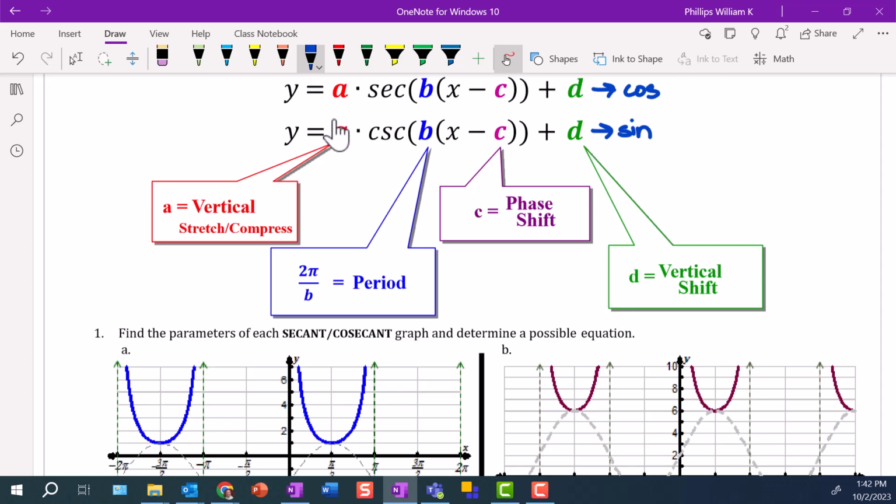Now the A is going to represent the vertical stretch or compress. Here, remember that B is the oscillation speed. This is how fast, or the frequency of the graph. So this is not the period. The way we find the period is 2 pi over B. C is still the same with my phase shift. D is still the same with my vertical shift.